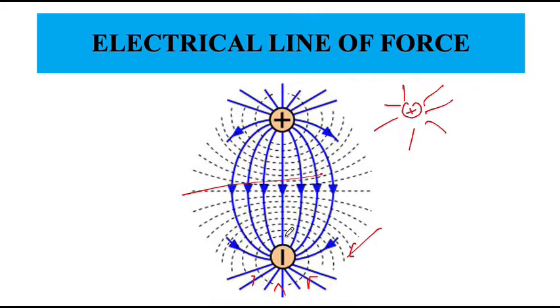The electric field lines will begin from the positive charge and end on the negative charge. Away from the positive charge in the vertical direction, the field is still radial, whereas here the field would actually not be radial.